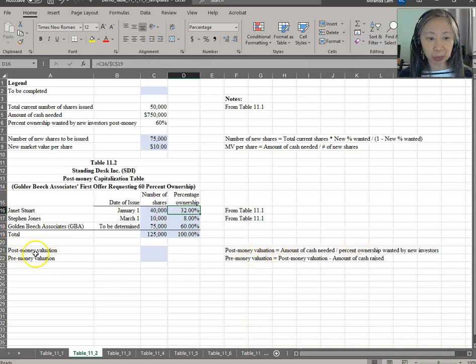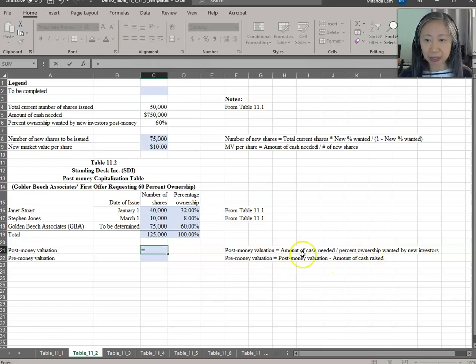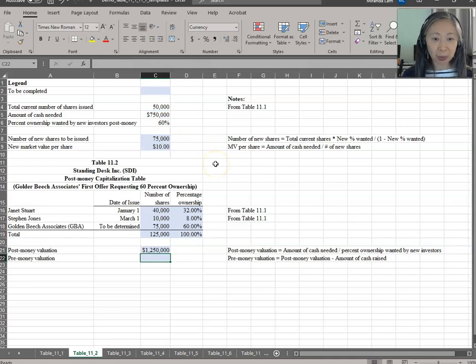Finally, we can look at the post-money valuation. It's equal to the amount of cash needed divided by the percentage ownership. There are two ways you can compute that, and I'll show you another way. So let's take the amount of cash needed, $750,000, divided by the percentage ownership they want, which is 60%. So that is $1.25 million. And if you take the total number of shares outstanding times the market value per share, $10, you get the same. And of course, that will make sense.